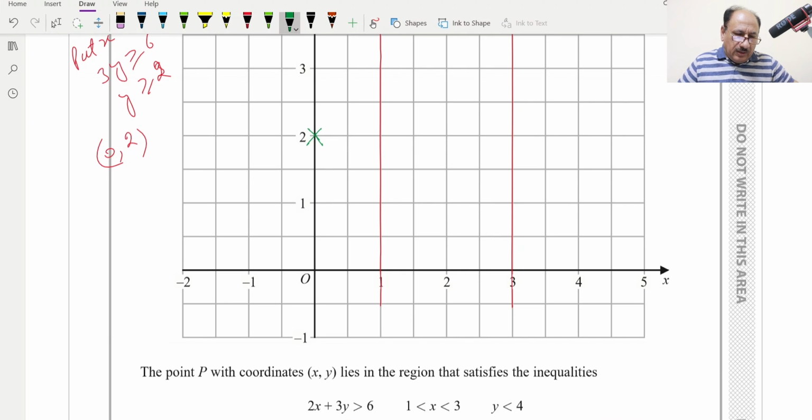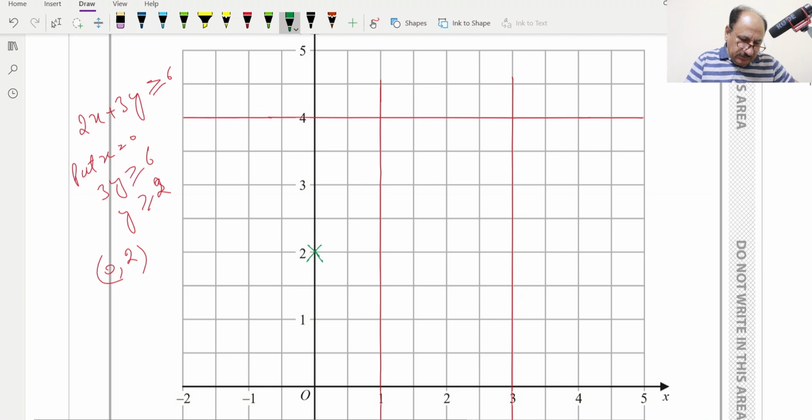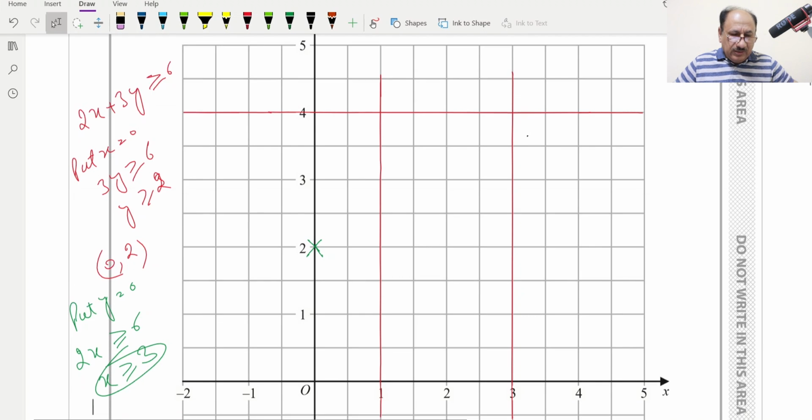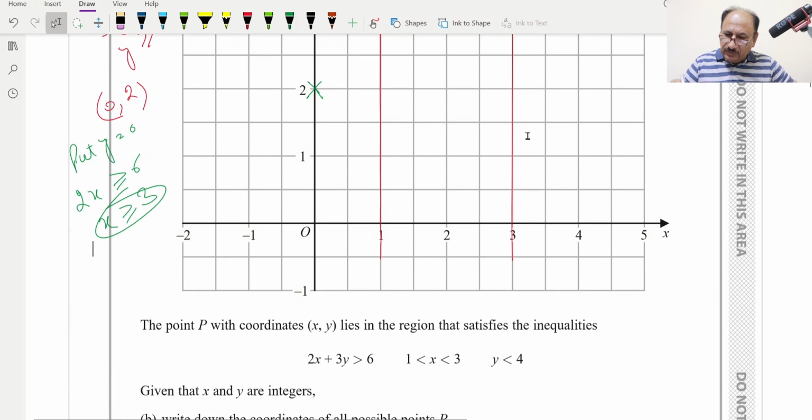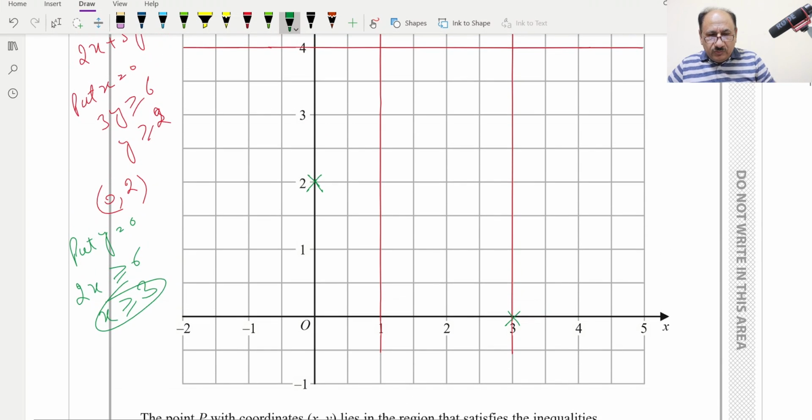Now if we put y equal to 0, then 2x is greater than or equal to 6, so x is greater than or equal to 3. So the point will be (3, 0), and it will be this point. Now we have to draw this line, and this will be this line. Hopefully you are understanding each and everything.